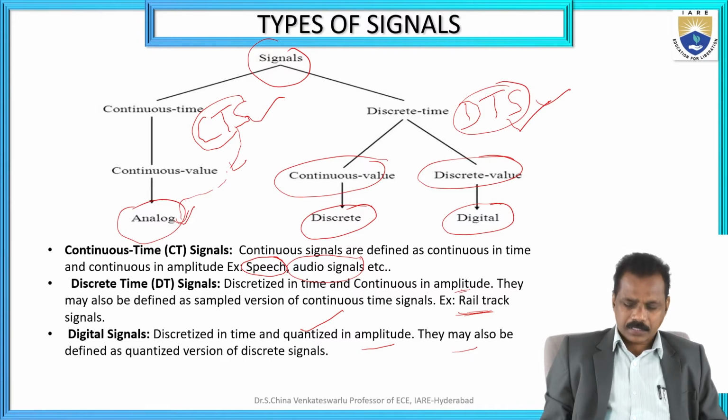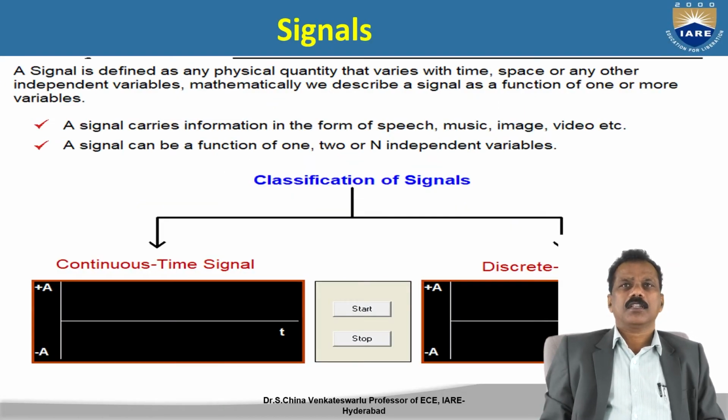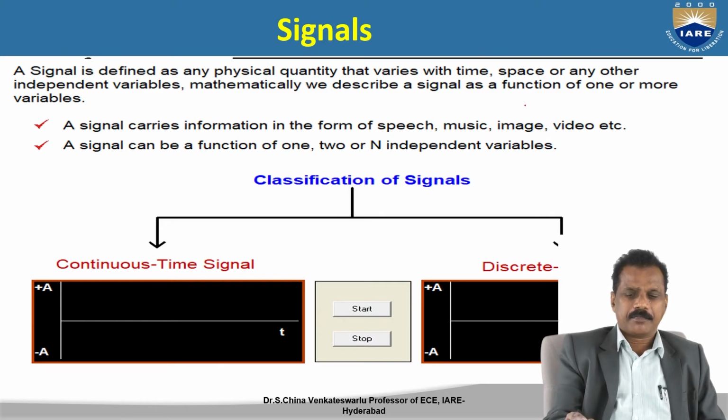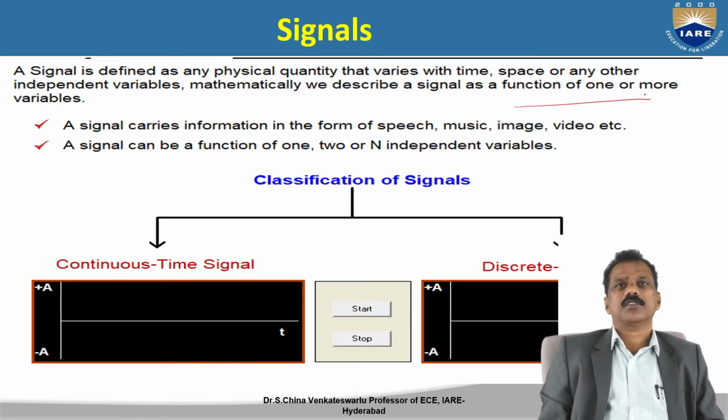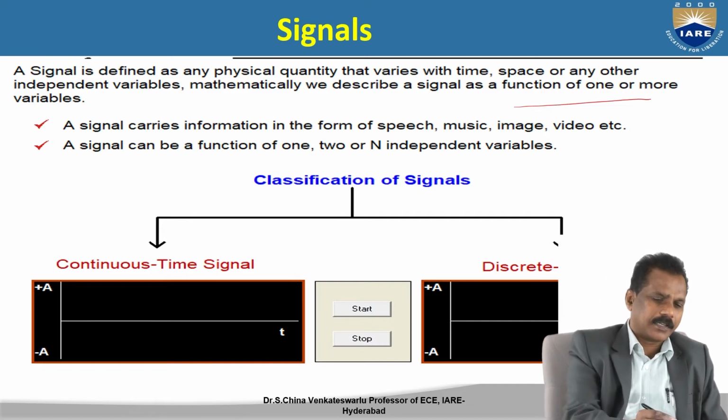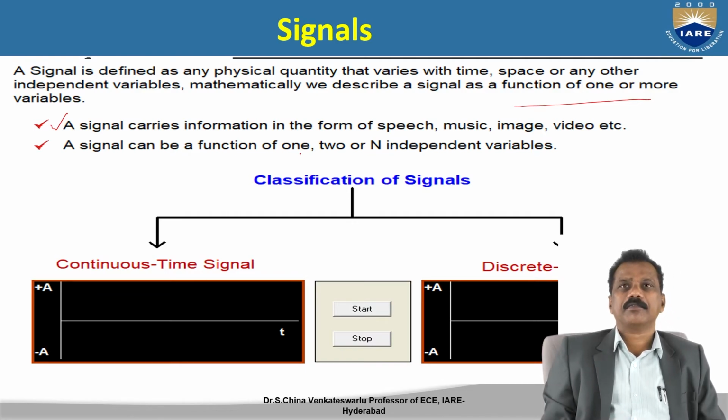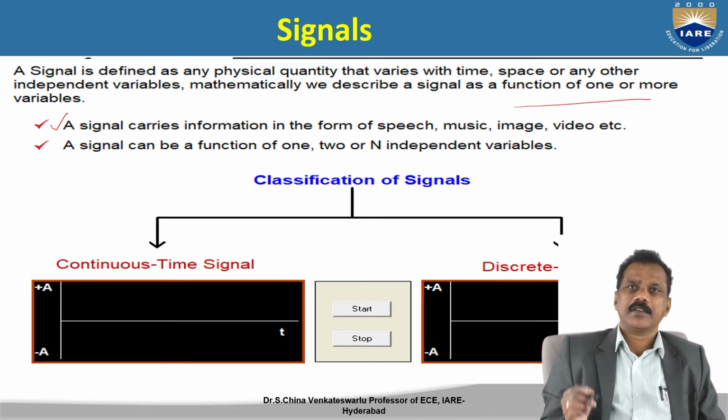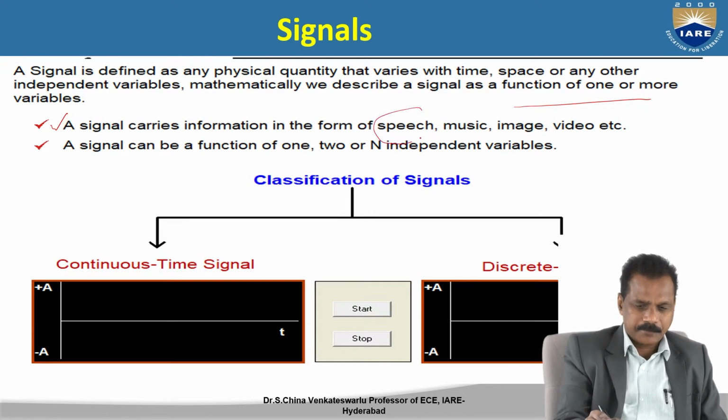Okay, this is the classification of the signal. A signal is defined as any physical quantity that varies with time, space, or any other independent variables. Mathematically, we describe the signal as a function of one or more variables. A signal carries information in the form of speech.